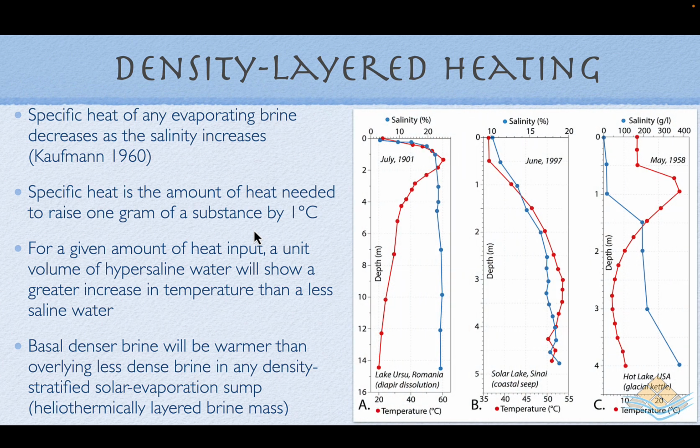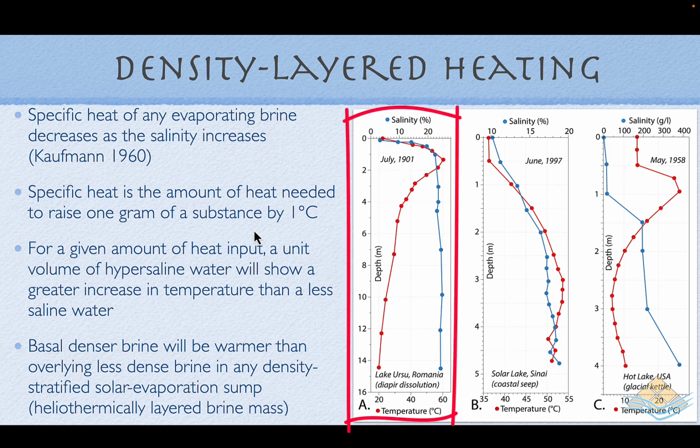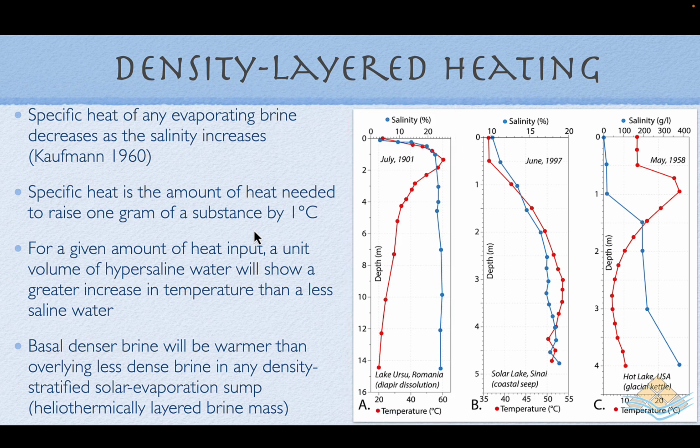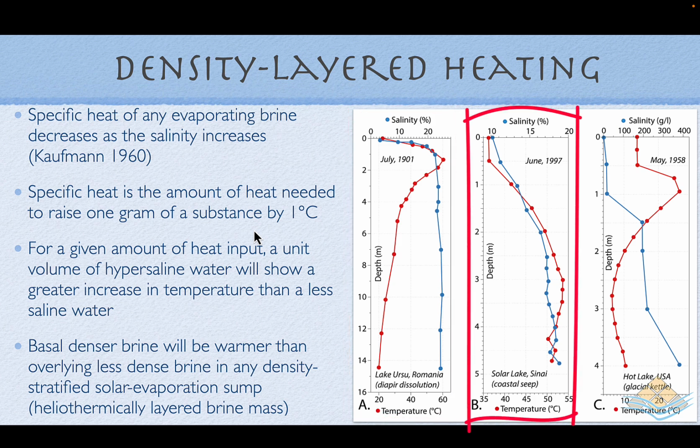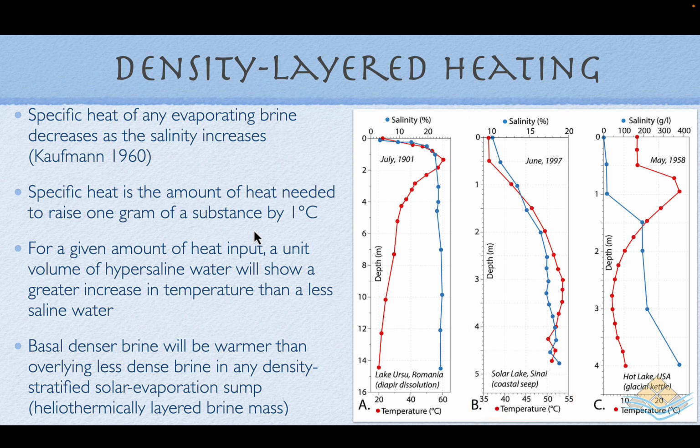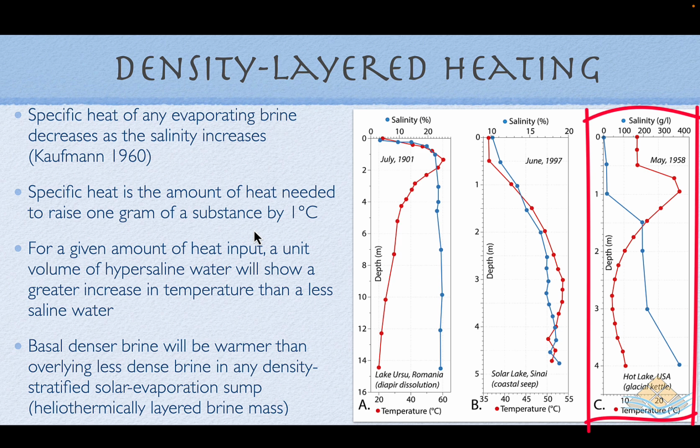There's a whole chapter devoted to this later in the course, but I'm just showing you the profiles here. Here we've got a profile from Romania where the dense water mass is coming off a dissolving shallow diapiric salt structure. In the middle, we've got Solar Lake in the Sinai, where we have a coastal seepage situation with a denser lower water mass and a less dense upper seawater mass. And we have an interface at around 2 meters water depth. And in the third lake, Hot Lake, we have in a glacial kettle a density contrast and a salinity contrast as documented back in 1958.